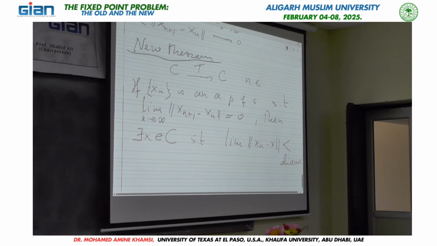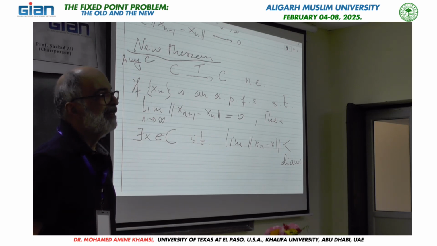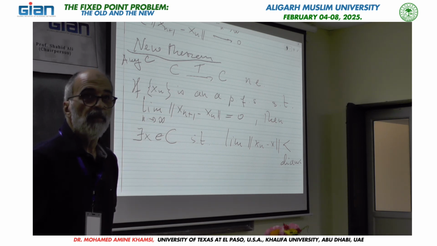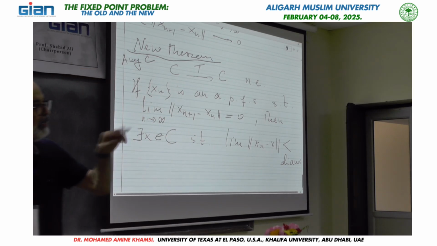I mean, not only C, but any C which is T invariant. So he wanted what? To violate the property that he discovered. And he called it the asymptotic normal structure property. Let me take 2 minutes and I will stop.